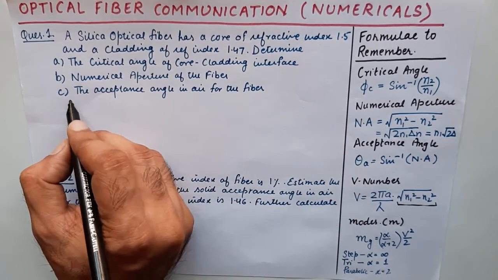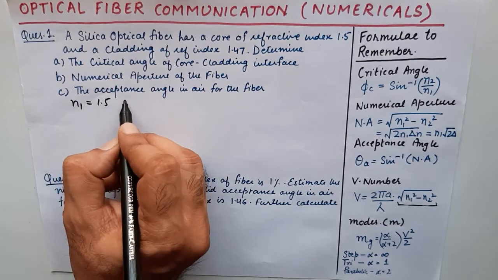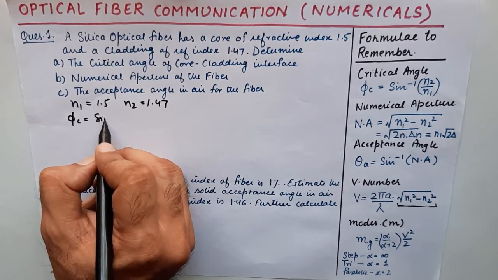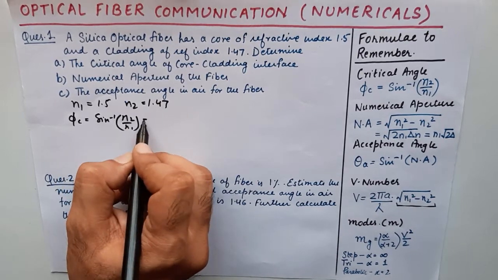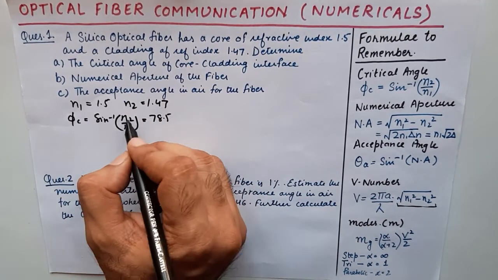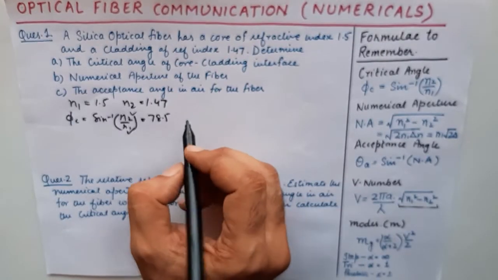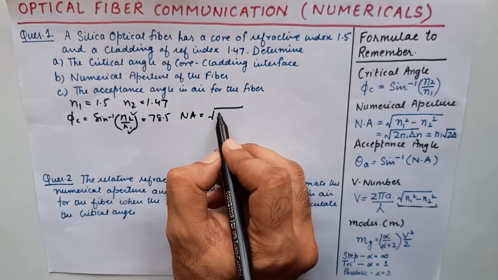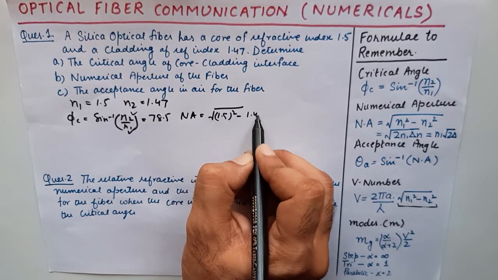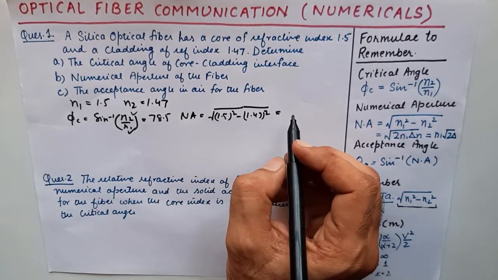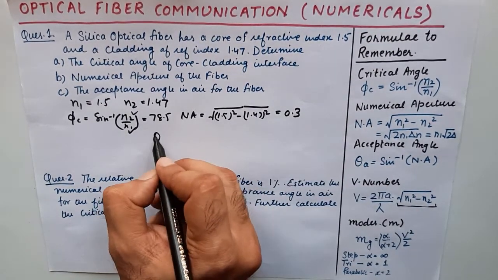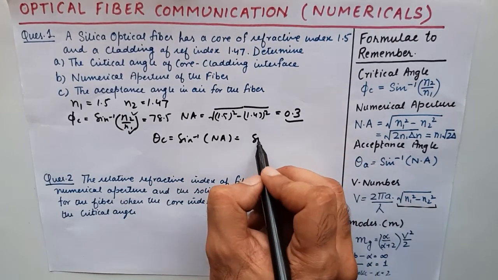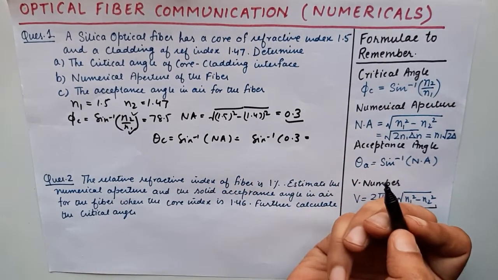So let's see what's given in this. N1 is given, N2 is given, and the first thing that we can find out is the critical angle, which is sine inverse of N2 by N1. Pretty simple. So this will turn out to be 78.5, putting 1.47 here and 1.5 here. So I'm going to quickly go through the numerical aperture, which would be the square root of 1.5 square minus 1.47 square, and I'll write down the values here. Then you can find theta, which is sine inverse of numerical aperture. Numerical aperture is found here, so sine inverse of 0.3 will be the answer.